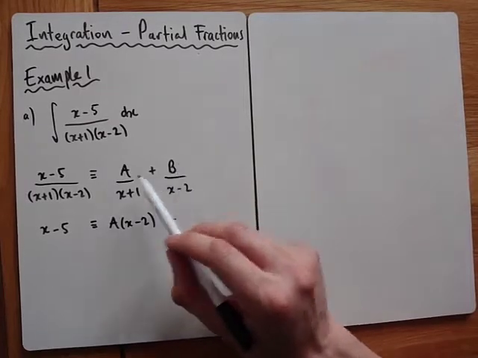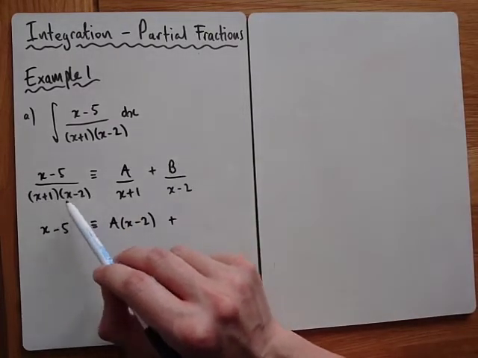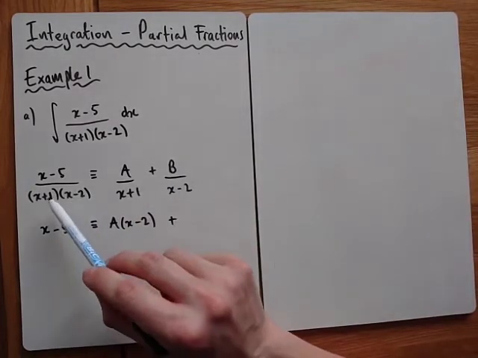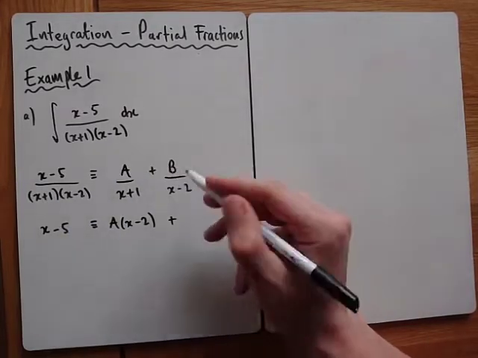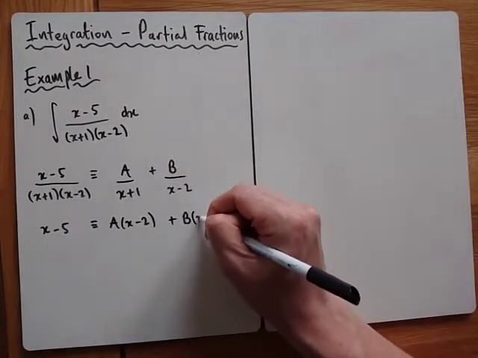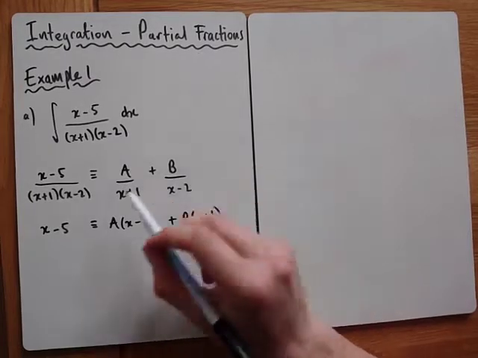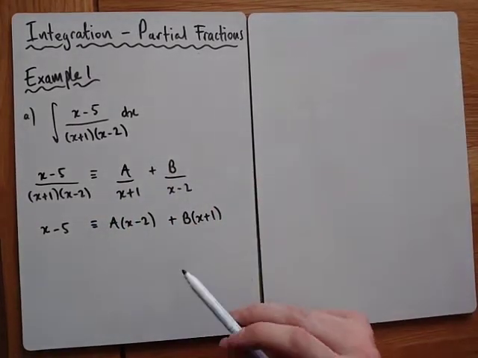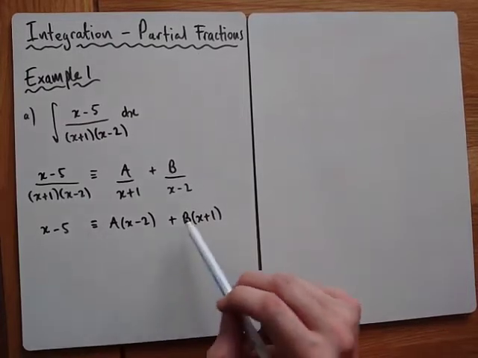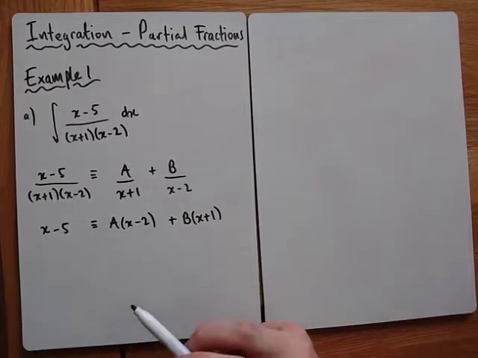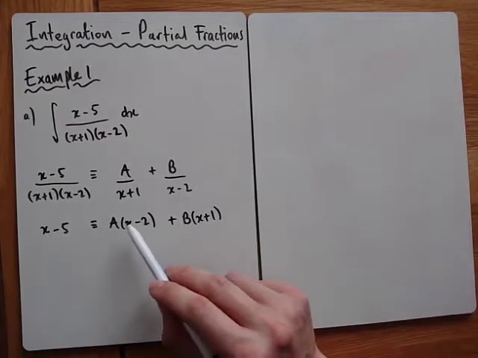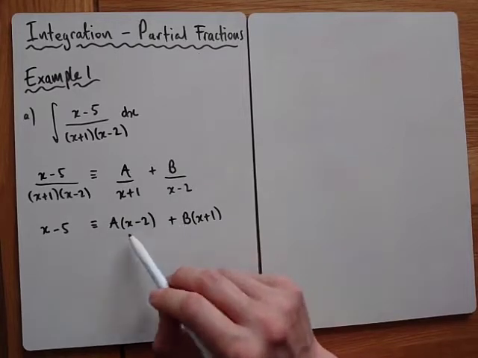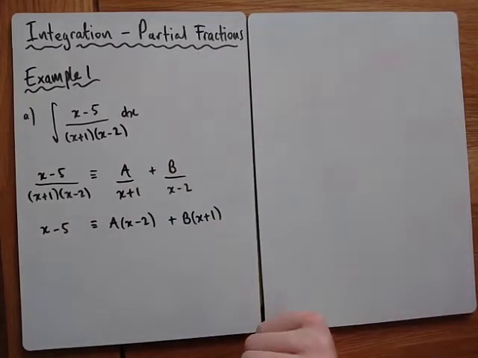Remember, we're multiplying by both of these terms to get rid of all of our fractions. If we multiply by x plus 1, b is being multiplied by x plus 1. And if you multiply by x minus 2, they would cancel. So this is what we're left with. With a bit of practice, you'll quickly jump to this step, and this is what we use to figure out what a and b are. Once we've found what a and b are, we can integrate the two separate fractions.